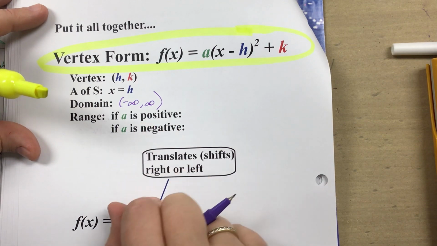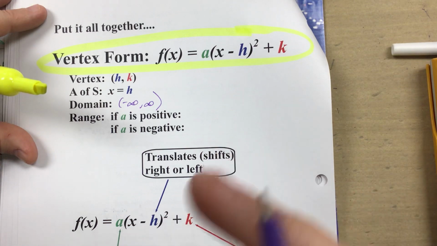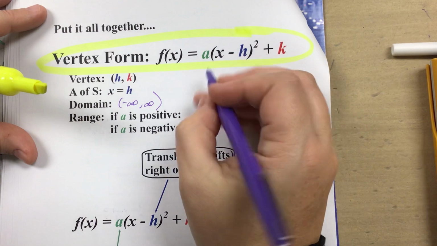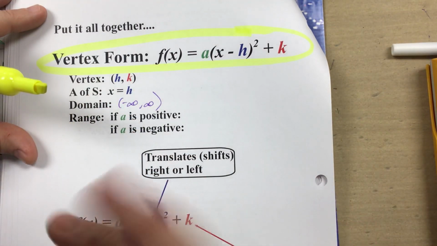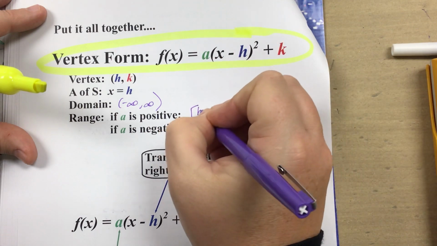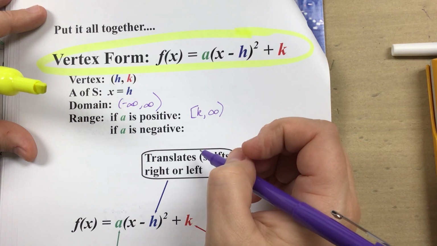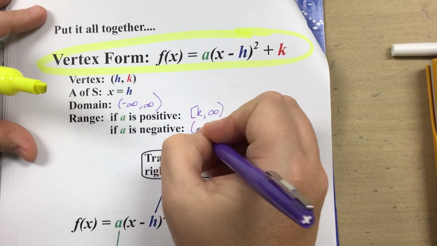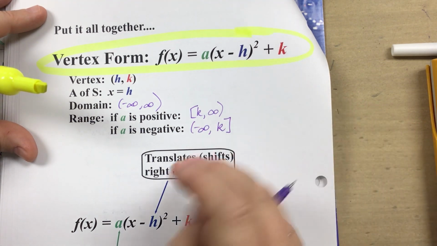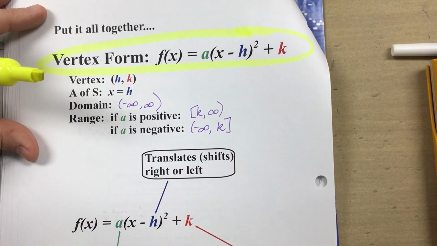So if a is positive, again, your range, like I said, is your y values. If it's positive, that means your graph is going to open up, so your range is going to go from k to infinity. And if the a value is negative, it's going to go from negative infinity up to k. So something to keep in mind. We're not going to do that just yet, but that's a preview of what's to come here.